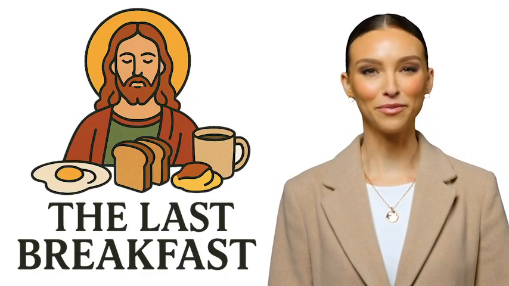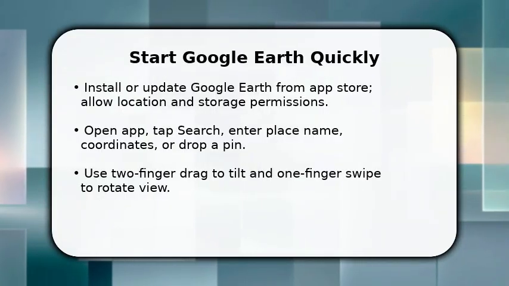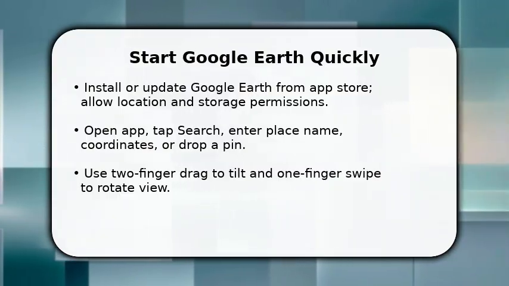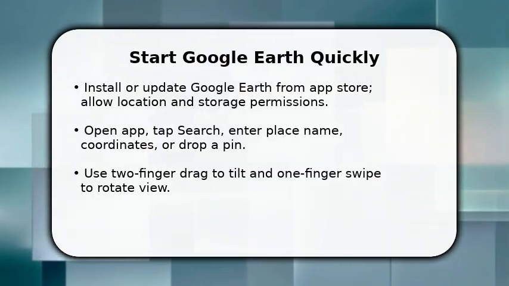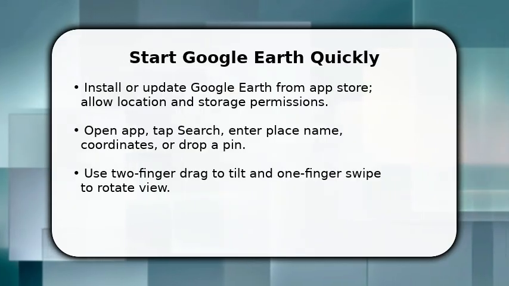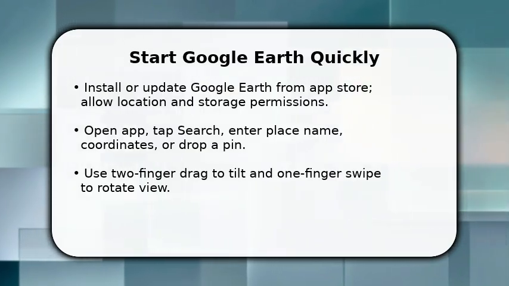Please enjoy the video. You open Google Earth and jump straight into navigation. Grant location and storage so the app can cache imagery. Tap search and type a place or paste coordinates to land precisely.